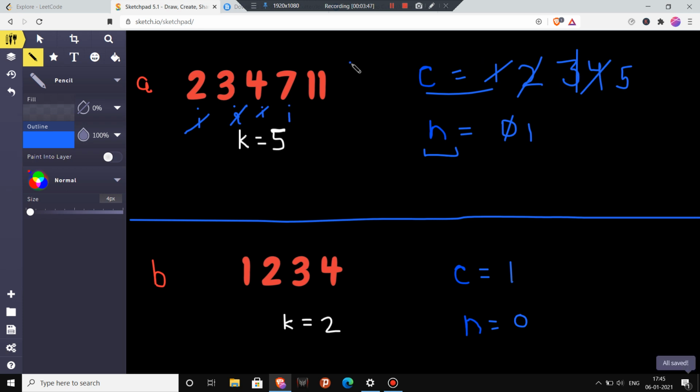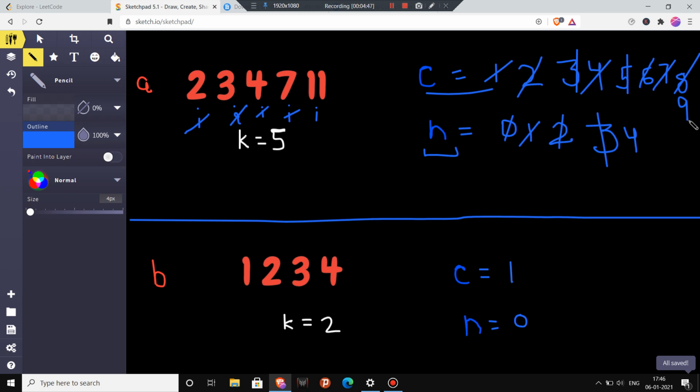Now 5 and 7 are not equal, so I will increment my N and I will increment my C. Now also they are not equal, 6 is not equal to 7, so I will increment my N and I will increment my C. Now 7 is equal to 7, so we can increment our C, it becomes 8, and we will increment our I. Now here my C becomes 8. 8 is not equal to 11, so we will increment our N, it becomes 4, and C becomes 9.